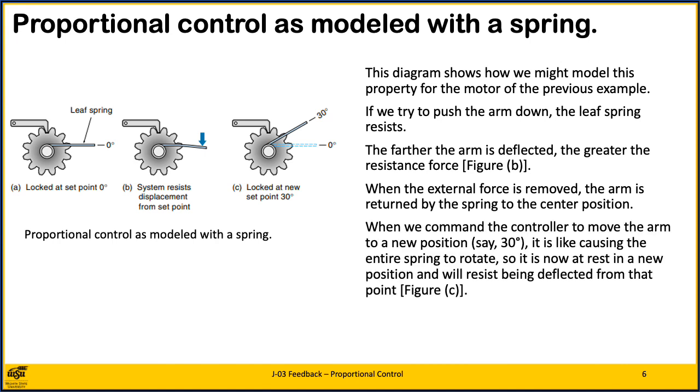When we command the controller to move the arm to a new position, say 30 degrees, it is like causing the entire spring to rotate, so it is now at rest in a new position and will resist being deflected from that point, which is shown in figure C.